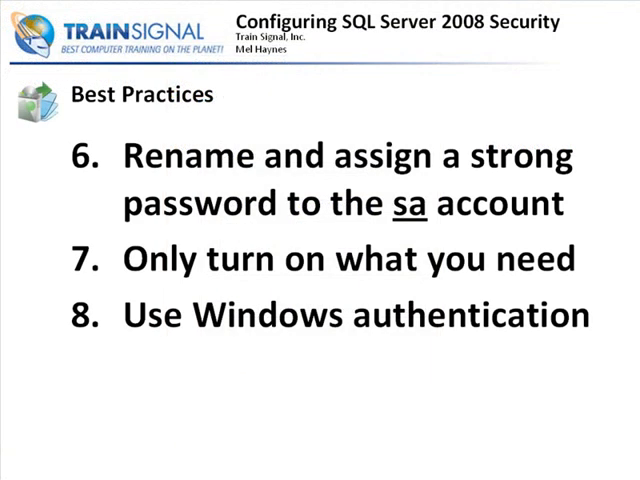Moving on to best practice number 6, and I actually mentioned this one already, dealing with the SA account. Rename it, assign a strong password to it, period. You can't delete it, it's always there, but you do want to at least close it up tight. So you want to change that and make it a little more secure. Number 7, only turn on what you need. We talked about that before as well, but the Surface Area Configuration Manager was one example of that. And also just simply not installing everything. Like I just showed you, I have every single service running, but I'm not using all of those possibly. Don't install all of those.